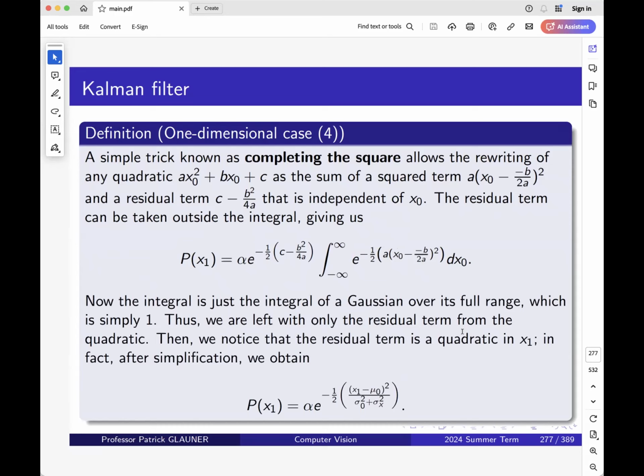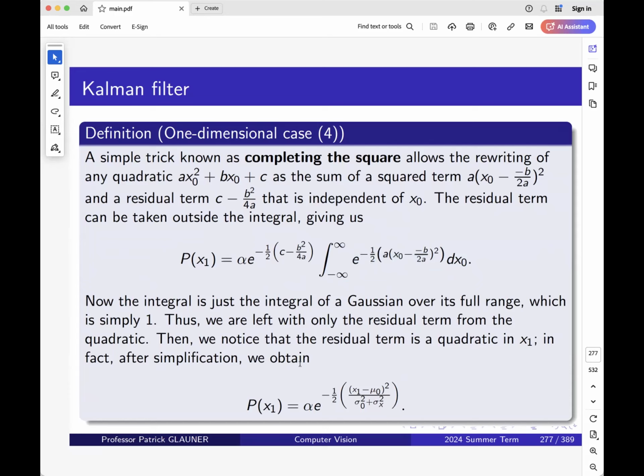It turns out that the integral here to the right is just 1 over its full range. This is something you can actually show. And if you do that, you're just left with the residual term. So if this is just 1, it doesn't matter, and we're just left with the residual term.